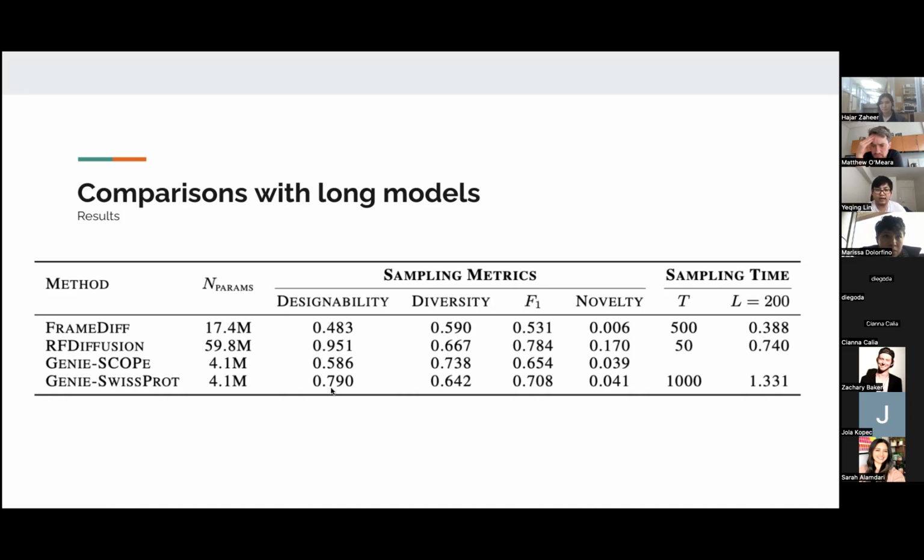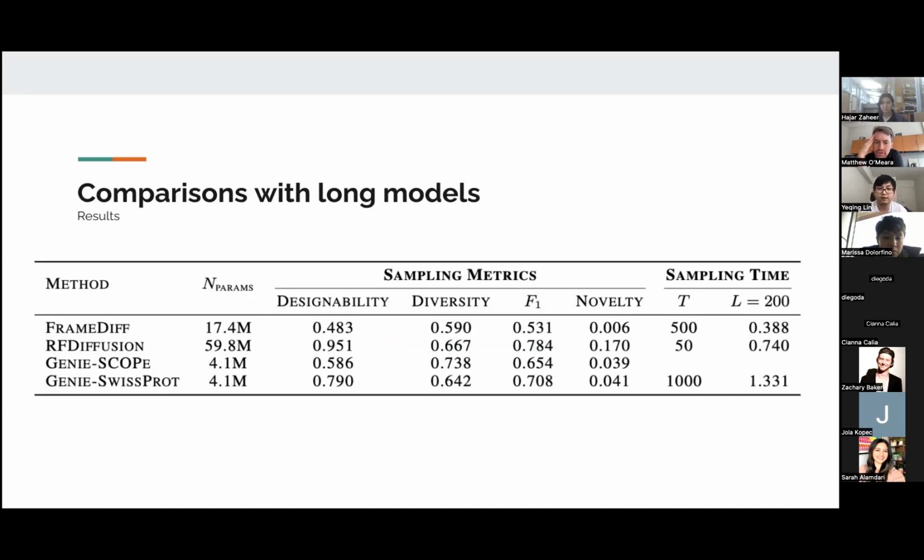So you could see for RF diffusion, it runs 50 sampling steps, which takes around 0.74 seconds. For us, we take 1,000 sampling steps, because I keep it the same as the number of diffusion steps. It takes 1.3 seconds, and the ratio here is different. Once we optimize it, we should be able to achieve faster sampling time. But this is something I'm working on right now. I haven't fixed this part.